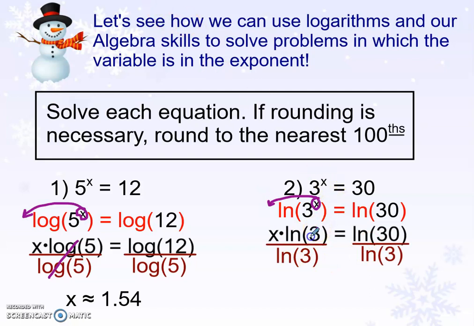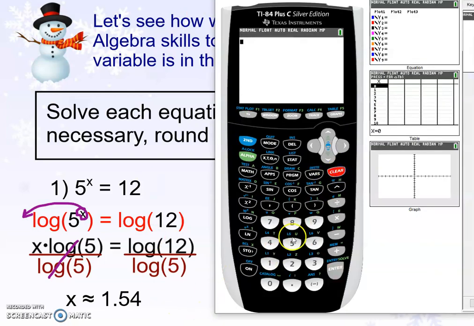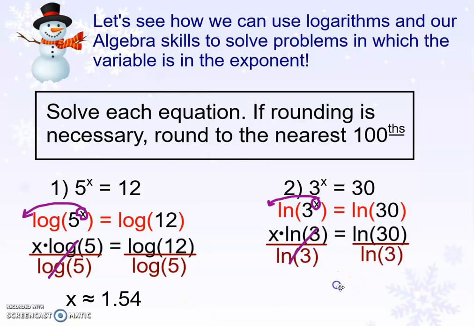Now this time in my calculator, I'm going to hit the natural log button, natural log of 30, close parenthesis, divided by natural log of 3, close parenthesis, and it looks like that rounds to 3.10. Well, let's keep trying some more problems, and let's see how you do.